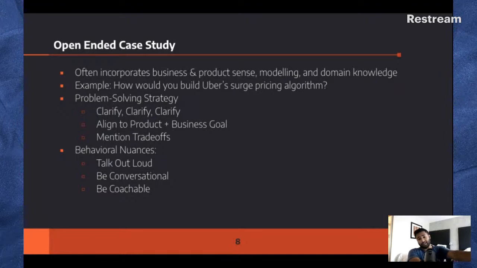Lastly, you've got to mention some trade-offs. Guys, there's no one right answer. They're not looking for, this was the right answer, this was the wrong answer. It's all about how you can think about this and all the different trade-offs you have to make. What things are you cognizant about?